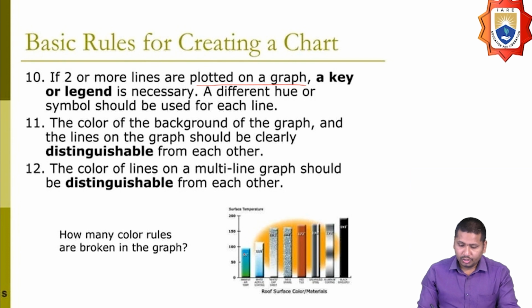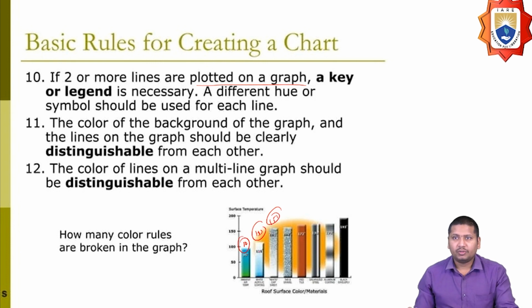So this should be the key or legend. As for how large the size should be, let it be 10, let it be 13, 15 like this. By seeing this, the user can easily understand what is meant and easily observe what the key value is. So the color of the background of the graph should also be clearly distinguishable from the lines.